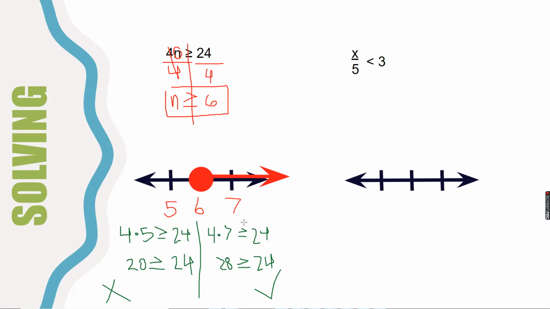So I've solved this problem. I want you to solve this problem now. So go ahead, pause the video, and try that problem. Just take note that this is division right here. So you're doing the inverse operation of division. Pause the video now.